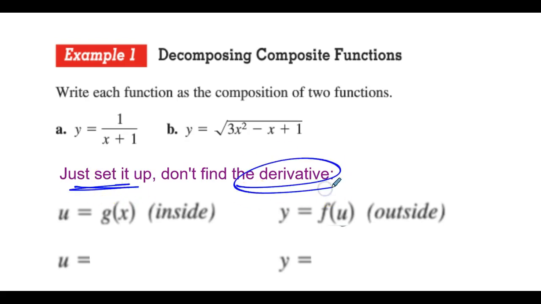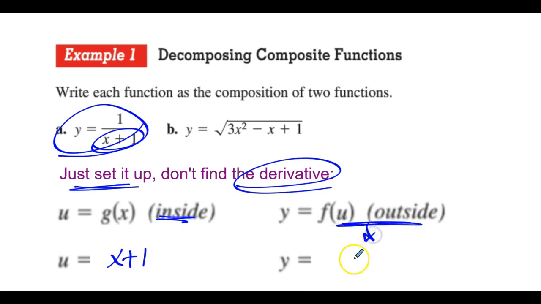So just set this up. Don't find the derivative. Just tell me what is the inside function, or the g at x function. So looking at this guy, what's inside the fraction? Well, I would say x plus 1 is inside. It's in the denominator. It's inside the function. And so if you let that be the inside function, then the outside function, which is the y value, would just be 1 over whatever you replaced all of that with.